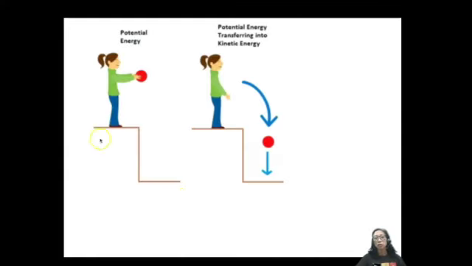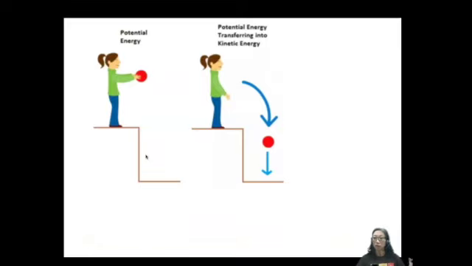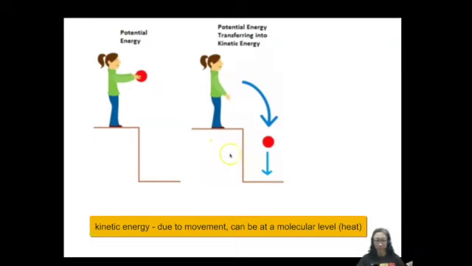Potential energy versus kinetic energy are the two main buckets to describe energy. In broad terms, potential energy is due to the position of an object or even its composition. For instance, a piece of wood has a lot of potential energy in it just because it has a lot of bonds that can be broken and produce energy in a combustion reaction. But this ball has potential energy because you can imagine what will happen when she lets go. This will turn into a different form, which is energy of motion, kinetic energy.